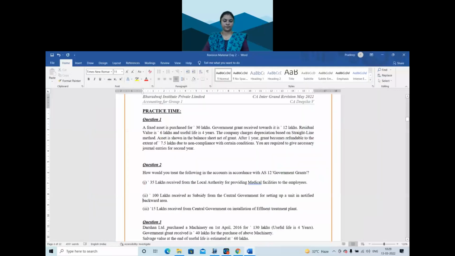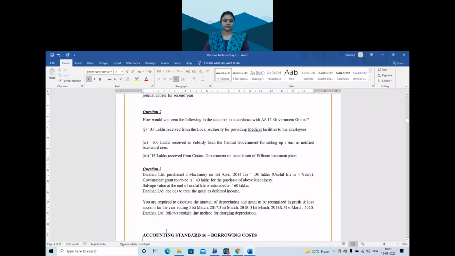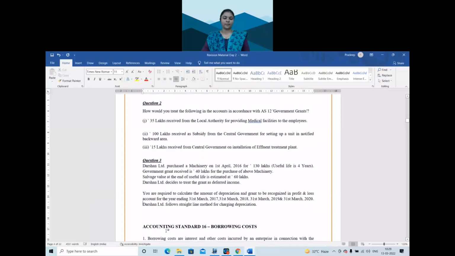Next. Question number 3. Darshan Limited purchased a machinery on 1st April 2016 for 130 lakhs, useful life 4 years. Government grant received for 40 lakhs of the purchase of machinery. Salvage value at the end of the useful life 60 lakhs. Darshan Limited decides to treat the grant as deferred income. You are required to calculate the amount of depreciation and the grant to be recognized in profit and loss account for 4 years they are asking you.